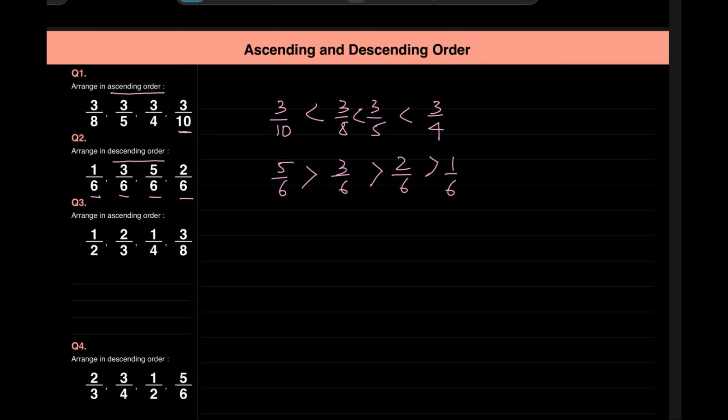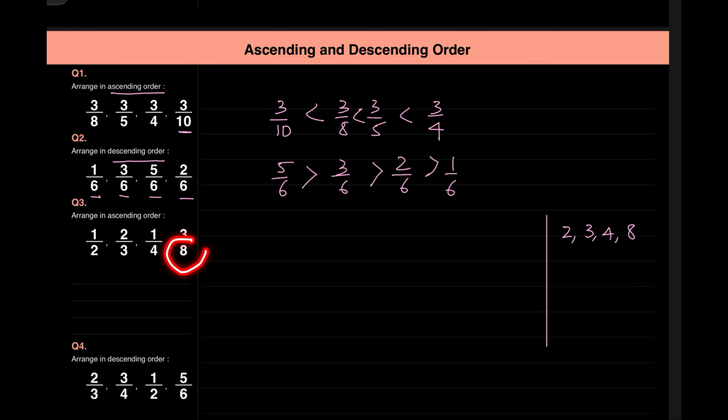That's it. Now what happens in question number 3? We have to arrange them in the ascending order. You know what you have to do, guys? You will have to convert all the 4 fractions into like fractions and then just do the same thing. So first, this is ascending order. What is the LCM of 2, 3, 4, 8? These numbers, the denominators. You know how to do the shortcut of LCM.